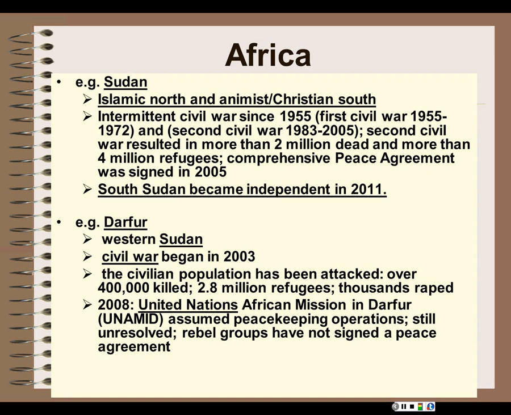In the western Sudan, in the area of Darfur, the civil war began in 2003. The civilian population was attacked. Over 400,000 were killed. There were 2.8 million refugees. Thousands were raped. Terrible atrocities took place there. In 2008, the United Nations African Mission in Darfur assumed peacekeeping operations. The conflict there is still unresolved. Rebel groups have not signed a peace agreement, and a referendum about what is to happen to Darfur has not been held.